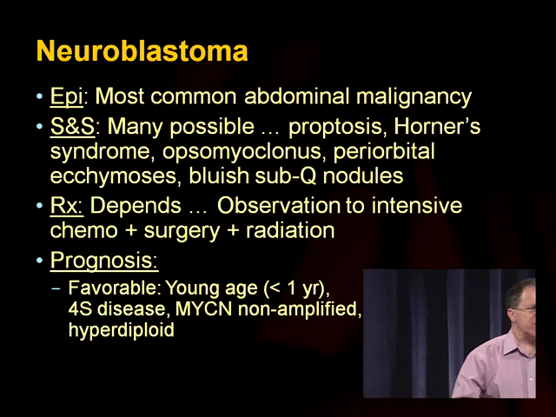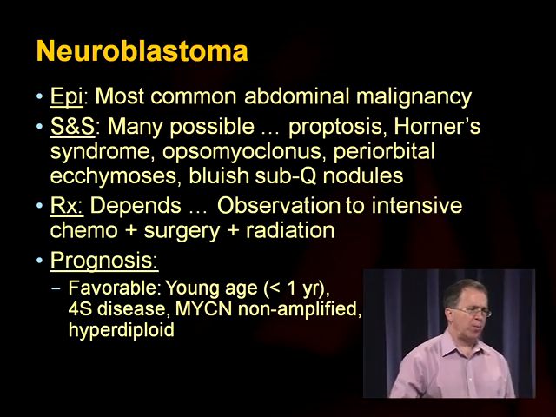Signs and symptoms, this is the crazy one. You can say neuroblastoma is the sick kid with the crazy symptoms. Proptosis, Horner syndrome, opsoclonus, myoclonus, periorbital ecchymosis, bluish sub-Q nodules. Treatment. Again, I just can't see you being asked anything about treatment.